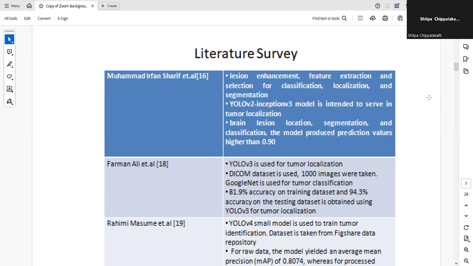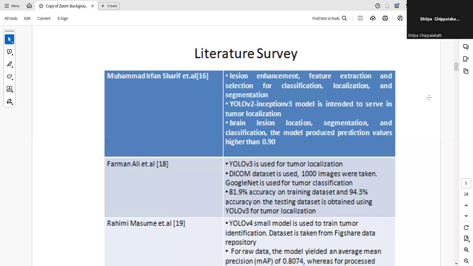The researcher in 16 has used the YOLO V2 Inception V3 model for tumor localization, and they have got a prediction higher than 0.90. The researcher in 18 has used the YOLO V3 model for tumor localization. They have used a DICOM dataset which consists of 1,000 images, and they have got an accuracy of 81.9% on the training data set and 94.3% on the testing data set.